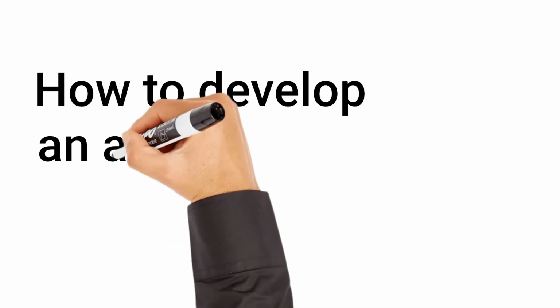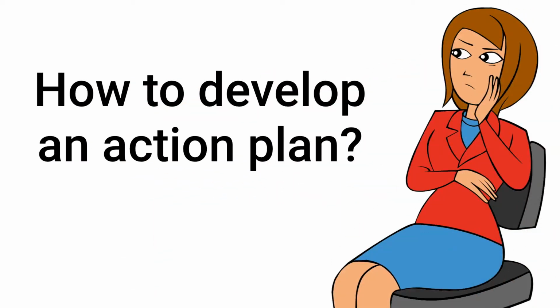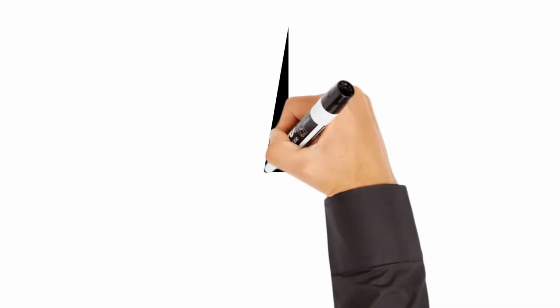So the next question would be, how to develop an action plan? There are several key steps to be followed for developing an effective action plan. Here are the 5 critical steps that should be followed by the team to develop an effective action plan. The steps mapped out here on how to develop a sound action plan will definitely help you to increase your chance of success. The first step is to define your goals.